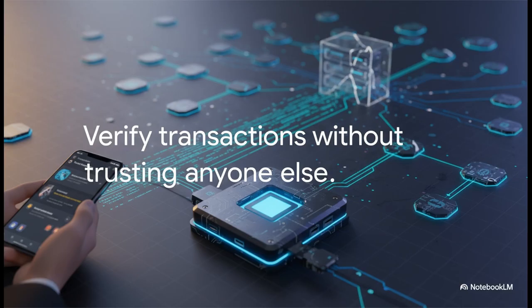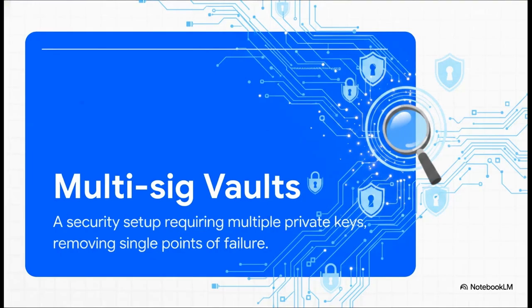If you don't run your own node, your transactions are passing through someone else's node, and that node could easily be operated by chain surveillance firms. Running a node means you verify your own transactions without trusting anyone else, period. Which brings us to the absolute pinnacle of self-custody, multi-sig vaults.